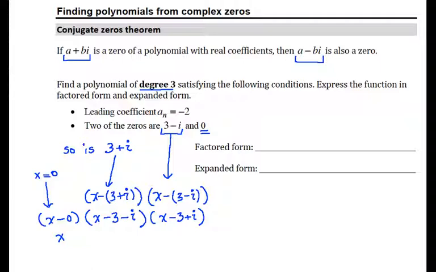So putting this all together with also the leading coefficient that we're given, a sub n is equal to -2, we can get our factored form right away, starting with our leading coefficient of -2, then our factor x, and then our two factors that have some imaginary coefficients.